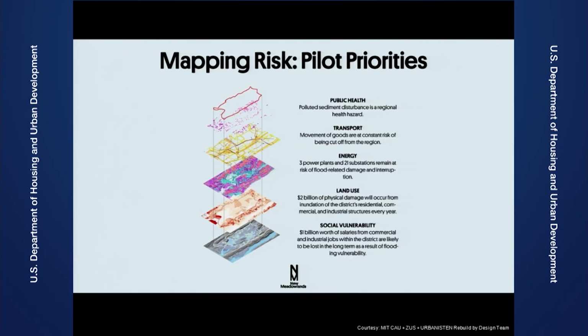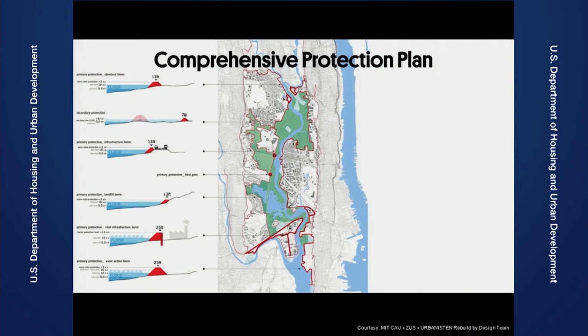The Meadowlands as a site in need of investment and resilience was revealed and confirmed by the design team's regional analysis of risks and vulnerabilities, where they mapped the intersection of elements such as public health, transportation, energy, land use, and social vulnerability. Their proposal is, again, a comprehensive strategy at the regional or watershed scale in response to the nexus of multiple systems that transcend political and jurisdictional boundaries.